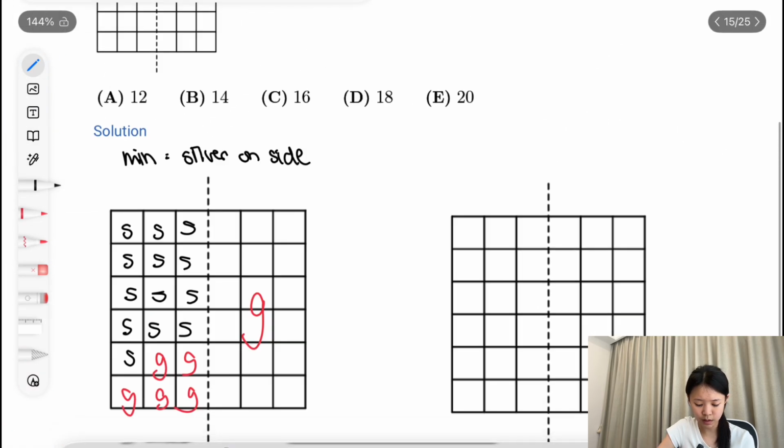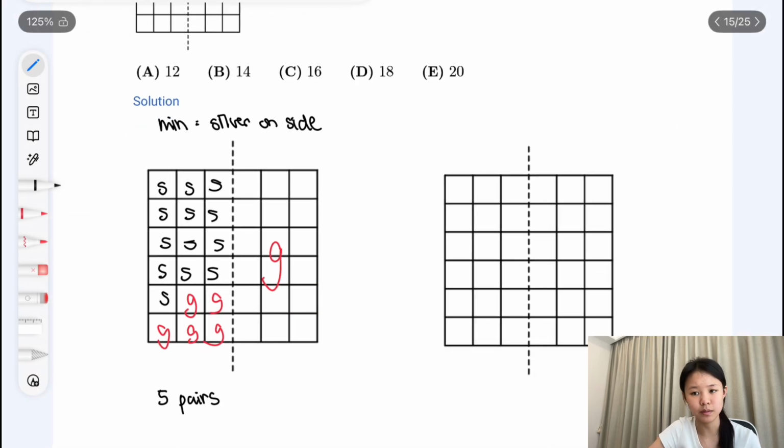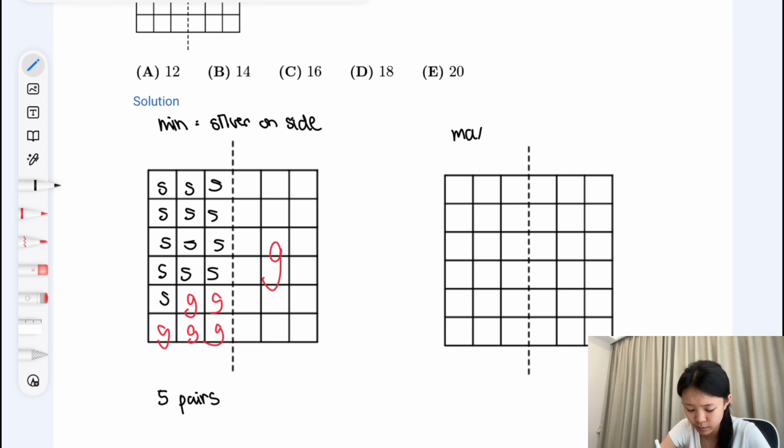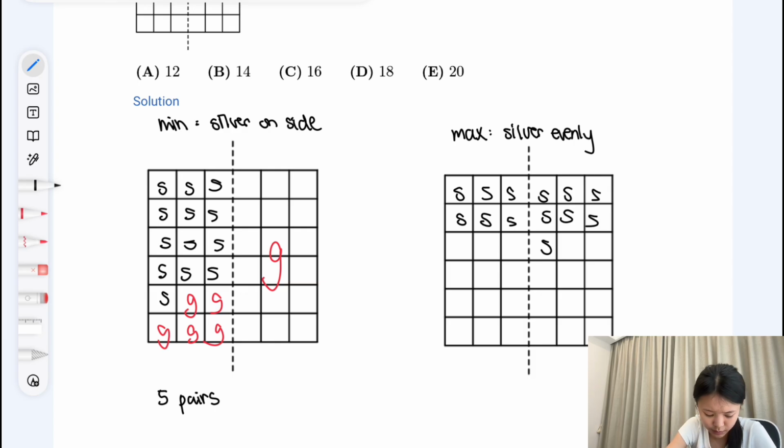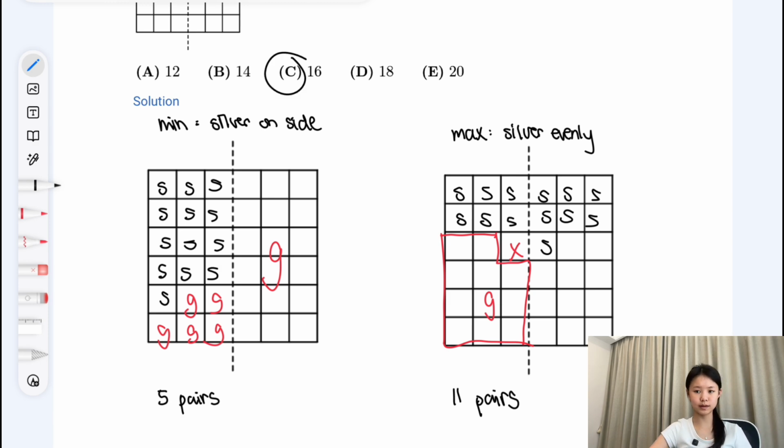And to maximize it, you want to minimize the number of silver on gold pairs, which means you want to maximize the number of silver on silver pairs. So you put the silver evenly on both sides. Therefore, we would have like 6 silver on the left side, and then 7 silver on the right side. So then this one would not be a viable pair. And so we would have all of these as gold. If we count it up, that would account to 11 pairs. So in total, we have 16 gold-on-gold pairs.